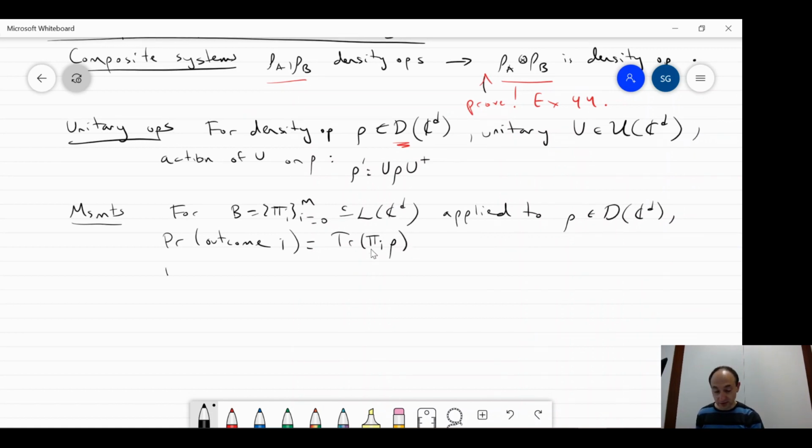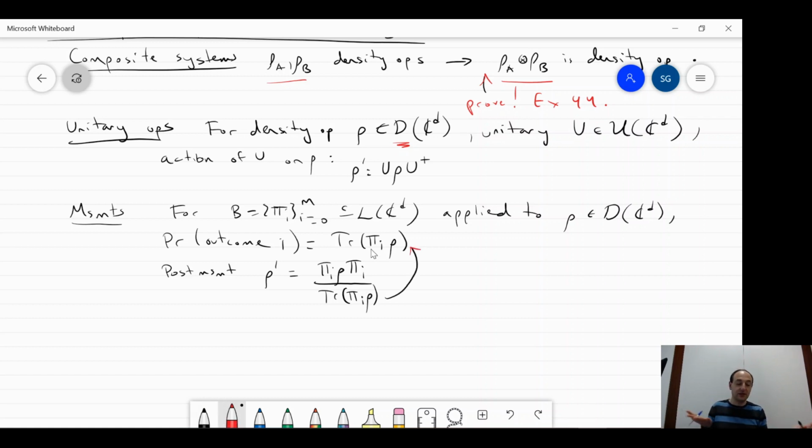And the post-measurement state is rho prime. And what is that? Well, again, it's rho, and now I project on both sides onto Pi_i. Sorry, typo in notes. Pi_i, right? And now we divide by the trace, the probability of that occurring. That's exactly what you see up here: you divide by the probability of having seen that outcome. Okay, that's how the measurement postulate generalizes.